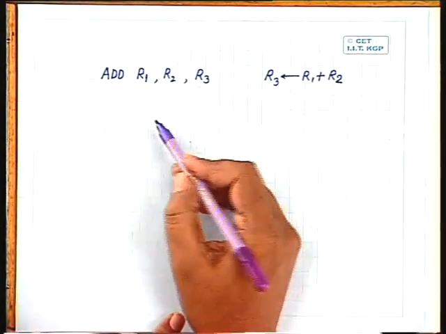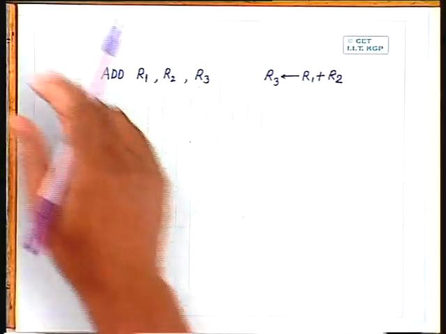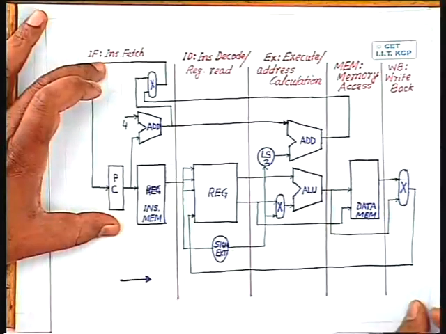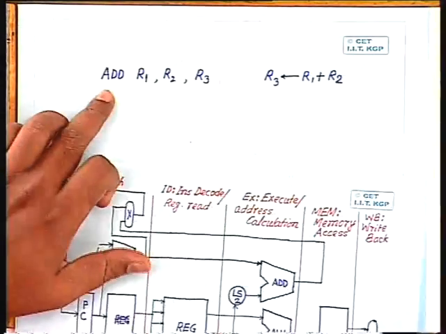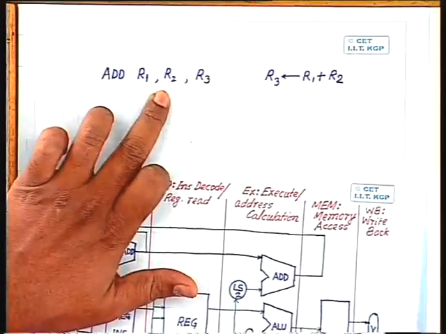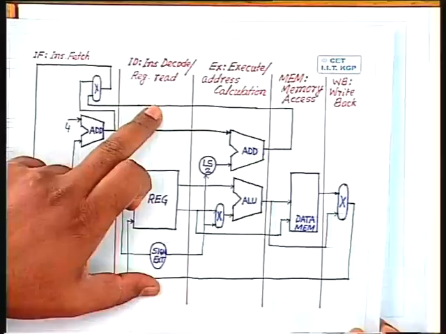Okay. So what is the first operation? First you have to fetch this instruction. For fetching the instruction, the fetch stage will be used. The second operation that is to be performed is decoding the instruction as well as reading the register values R1 and R2, which is to be performed during the ID stage.